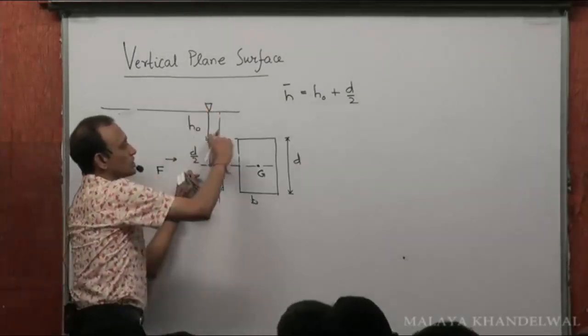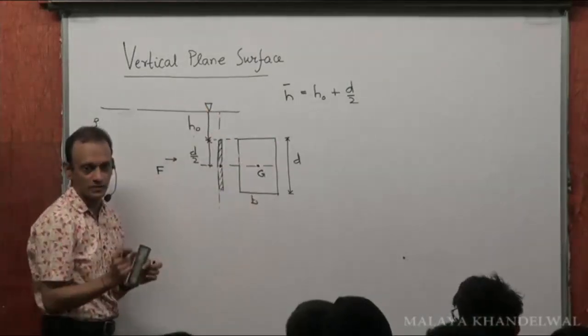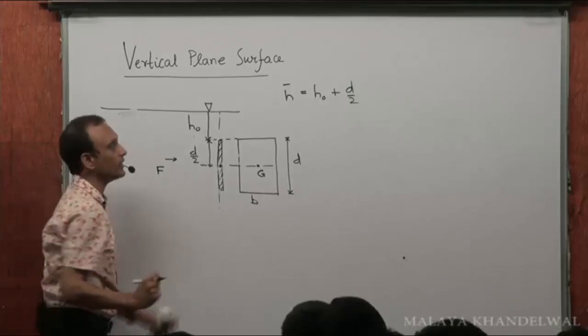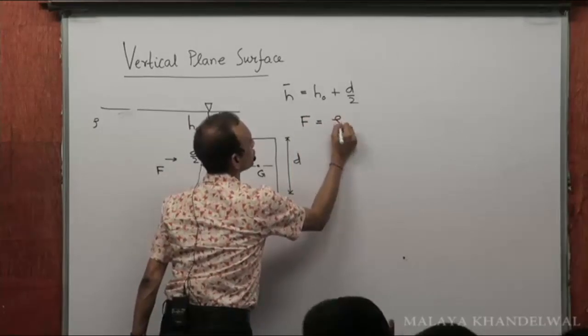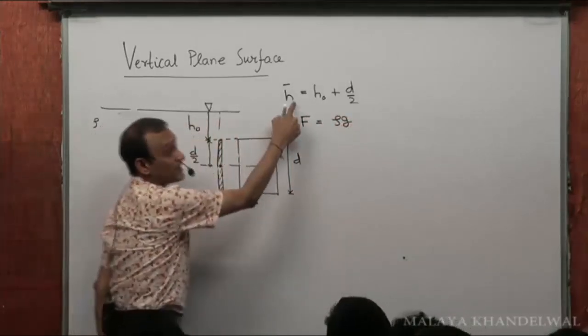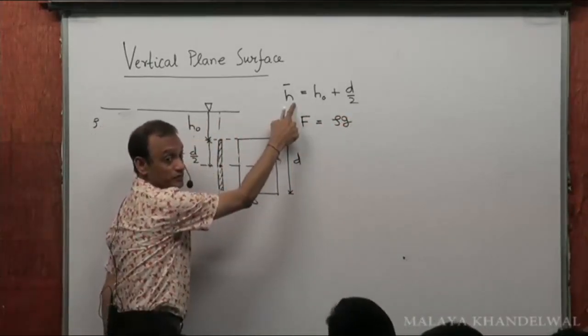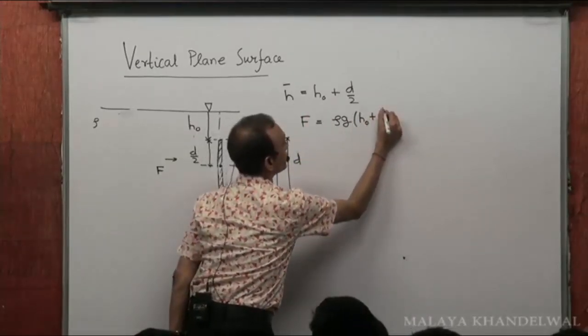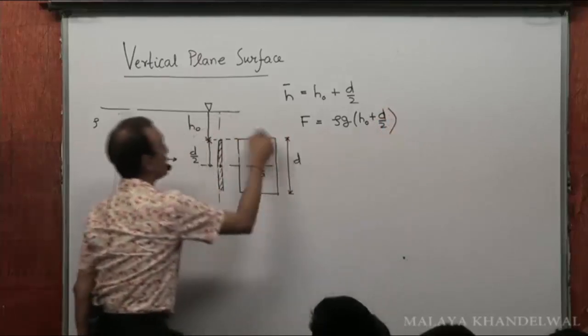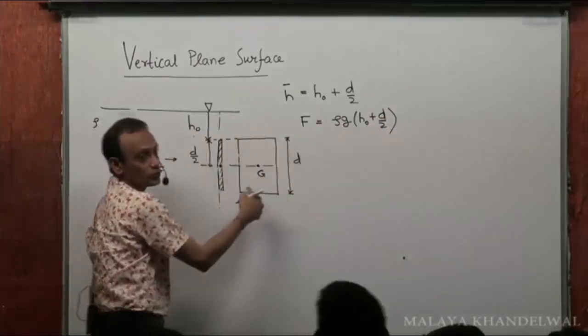From the free surface, h0 plus d by 2 is the depth of the center of gravity of this plane vertical surface, yes or no? Right? So the total force acting on it would be rho g into h bar, that's the pressure at the center of gravity, rho g into h bar, which is h0 plus d by 2, into the area A. Area A is B into D.